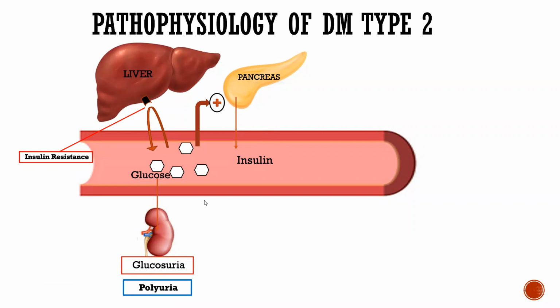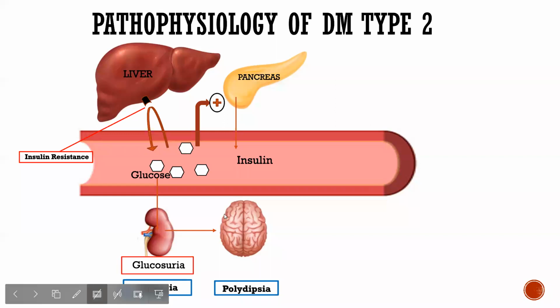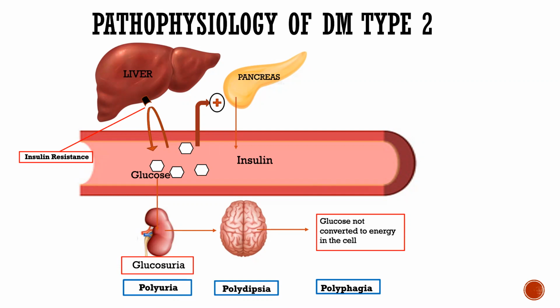We have polyuria, a lot of urine, because with glucose, the water goes as well. In addition, polydipsia, the brain has this desire for thirst because you're urinating a lot, correct? And then you have polyphagia, right? Because it's not converted to energy in the cell, there's a lot of hunger. You can have muscle wasting as well, but polyphagia, they're hungry, okay?